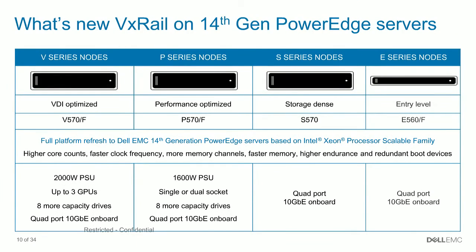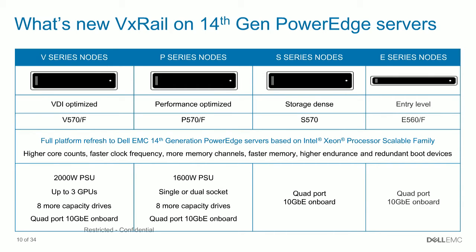Okay, so now what we're going to do is have a look at 14th generation VxRail. So you can see at this release you have the V series, the P series, the S series, and the E series. We don't have the Q series with this release, so this will come in a later release. That will be the C6420, which will be the replacement for the Quanta box.